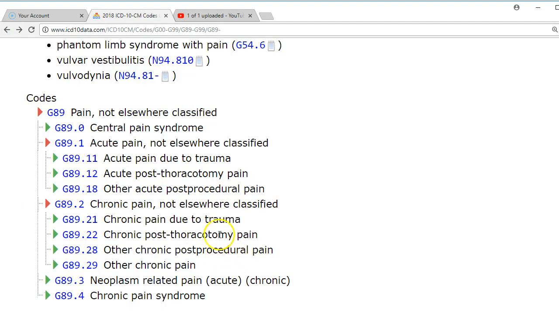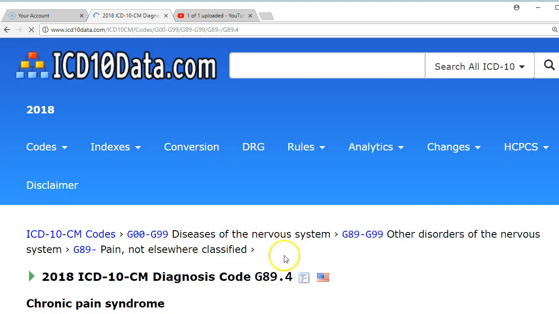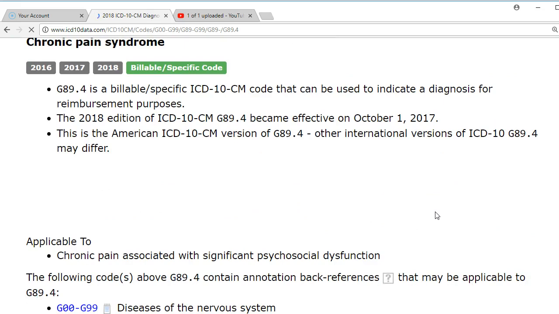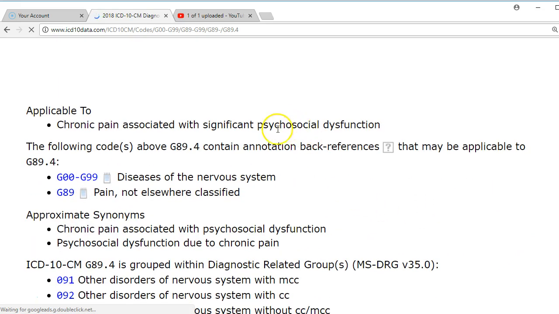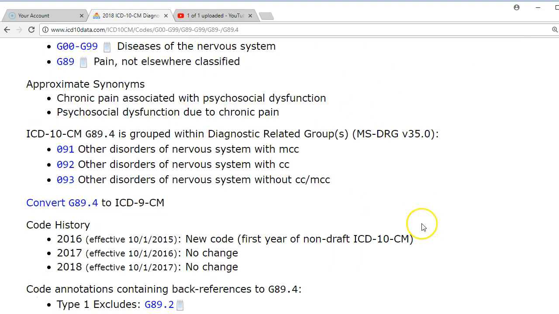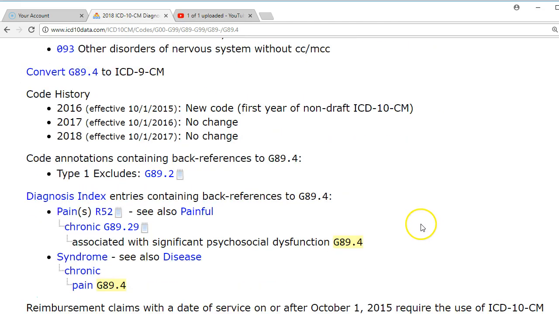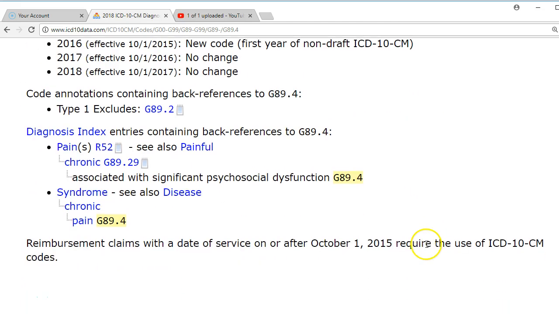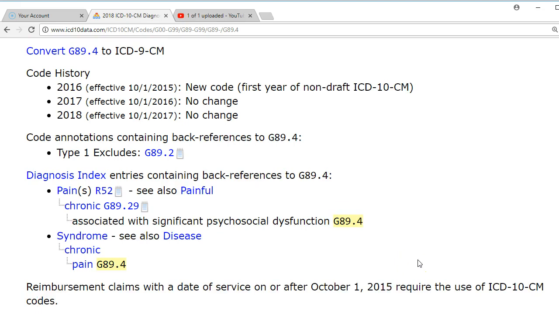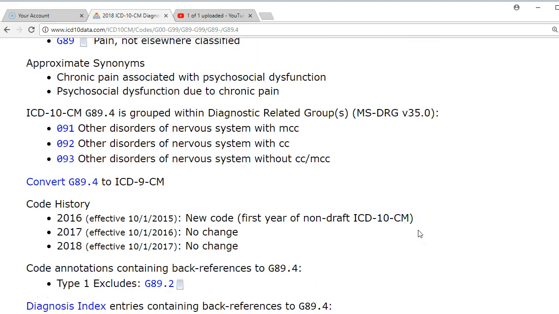As we go back, we have chronic pain syndrome, G89.4, okay, and chronic pain syndrome, again, has a psychosocial dysfunction associated with it. So it's chronic pain with a psychosocial dysfunction, and this tends to come with other conditions that can create these types of problems. So again, think of problems like multiple sclerosis, fibromyalgia, where there is a psychosocial aspect to this because the pain does not allow the person to do what they want to do.